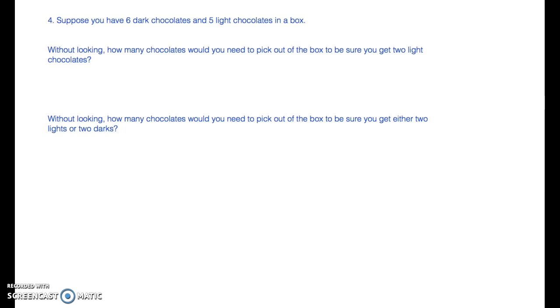I like to think of it, well, worst case scenario, you would get all dark chocolates and not any light chocolates. So if that happens, you would have to draw 6 times to get the 6 dark chocolates in a row. So that's worst case. And then by drawing 2 more times, you'd get those 2 light chocolates. And because we're looking at worst case, you'd have to do 8 to guarantee.